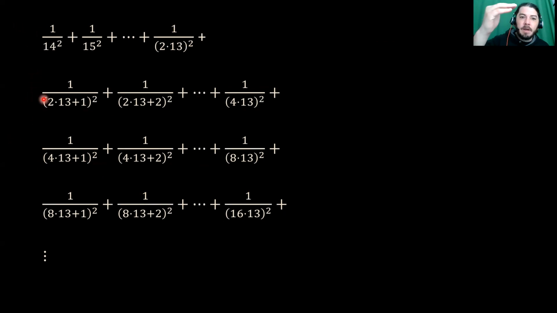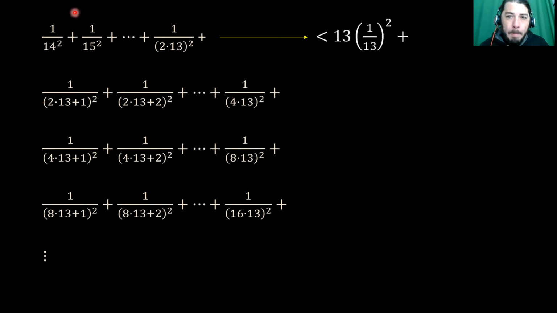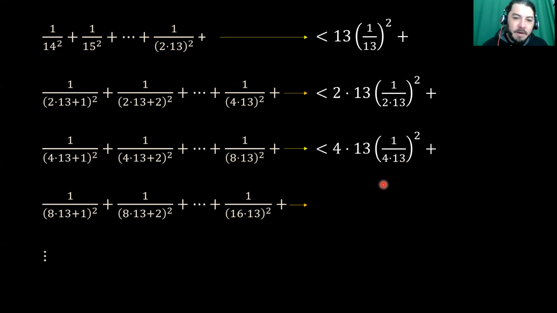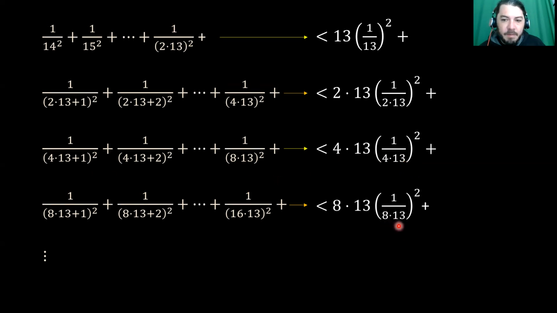So we're splitting it up in the same way, except we're starting with a grouping of 13. So this first grouping, every single one of these numbers is less than 1 over 13 squared, right? And there's 13 terms, so this is less than 13 times 1 over 13 squared. This second grouping, every single one of these numbers is less than 1 over (2 times 13) squared, and there's 2 times 13 of them, so there's 2 times 13 times 1 over (2 times 13) squared. This third grouping, every single number in this bit is less than 1 over (4 times 13) squared, and there's 4 times 13 of them. And same thing here, next grouping, every single number is less than 1 over (8 times 13) squared, and there's 8 times 13 of them, and we can keep going.